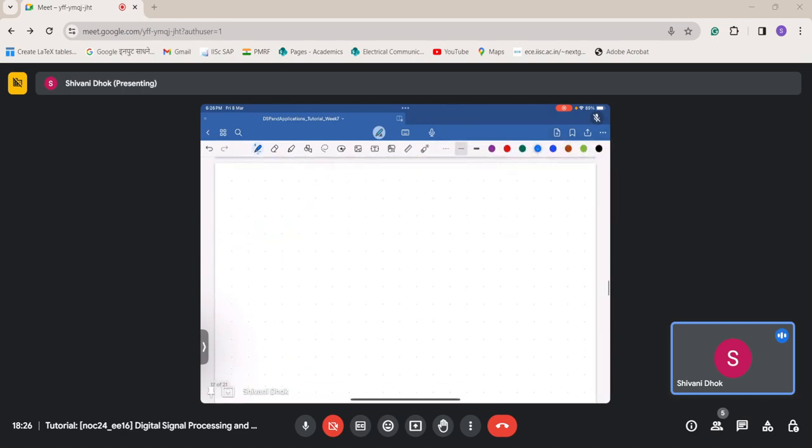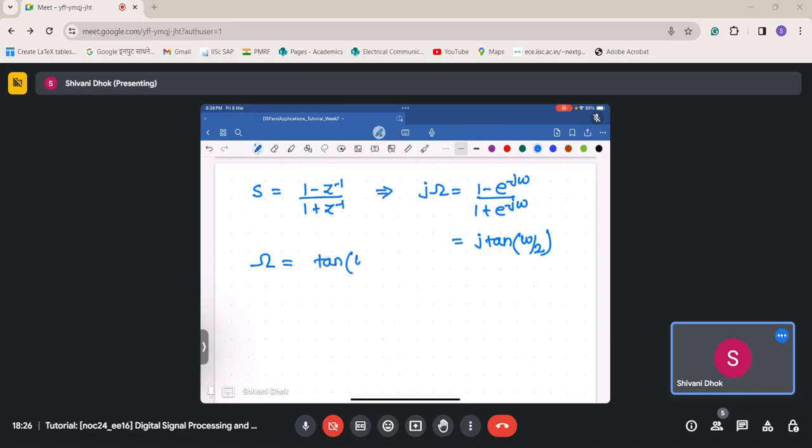Now, what is bilinear transform? Bilinear transform is S equal to 1 minus Z inverse upon 1 plus Z inverse. And since we are on the unit circle, I can write this as j omega is equal to 1 minus e power minus j omega upon 1 plus e power minus j omega. This comes out to be j times tan of omega by 2. This we had solved in the lecture. If you want, I can simplify this further. Please let me know. And what does this tell us? My capital omega is tan of omega by 2.